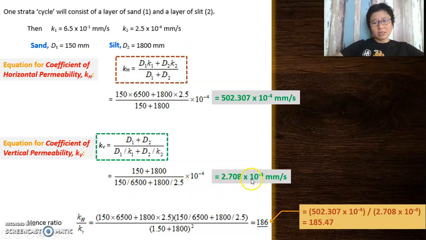So the question says what? The question wants us to find out the ratio of it, KH over KV. So all you need to do is to take KH divided by KV, and that's what I do here. In the example in the module, they have put in the long calculation for you. So roughly it's 185.47, so it's about 186.